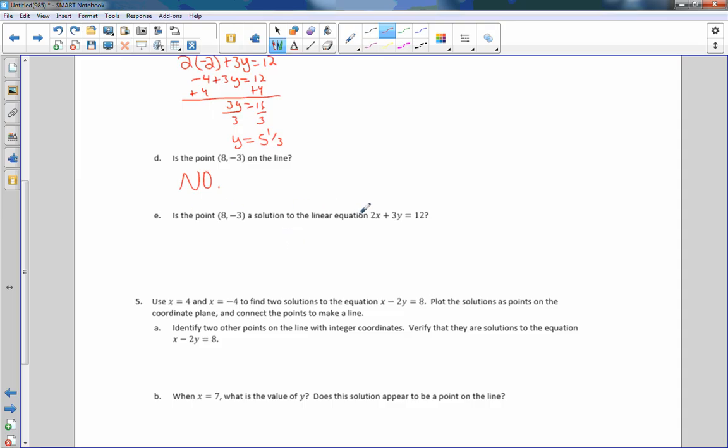But when they say, is it a solution, basically what it's saying is plug this in and see if it's true. So 2 times my x, which is 8, plus 3 times my y, which is negative 3, equals 12. 16 minus 9 equals 12. 16 minus 9 is 7, and 7 does not equal 12, so therefore it is not on the line.